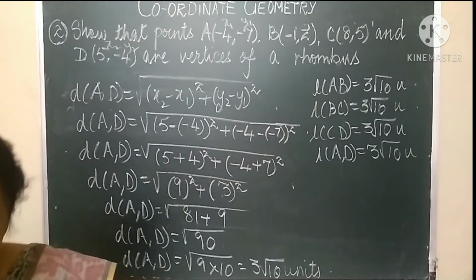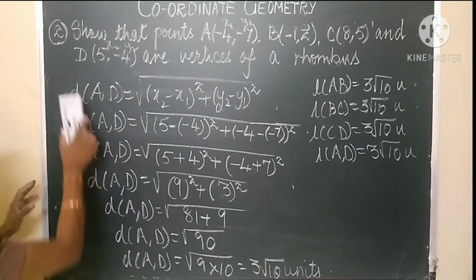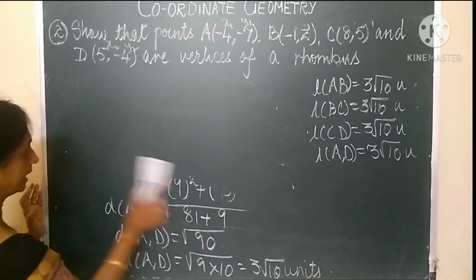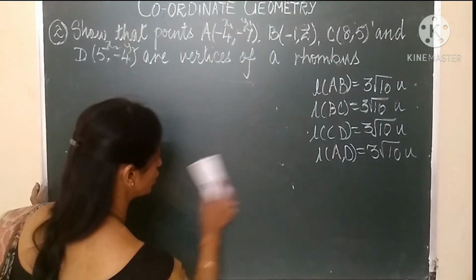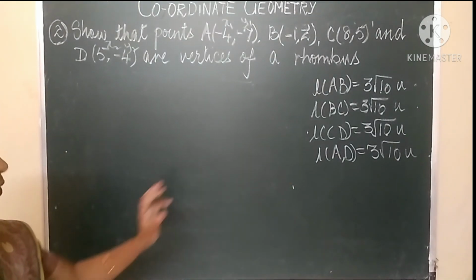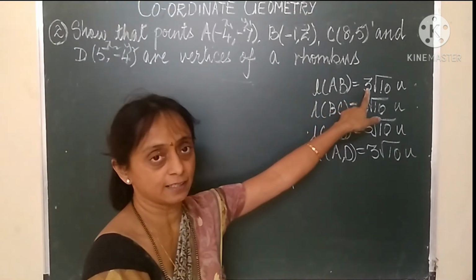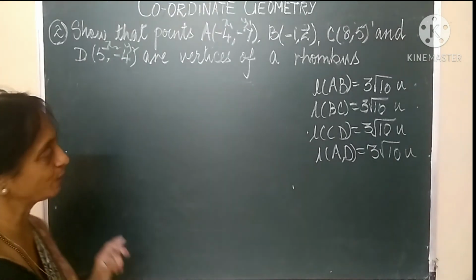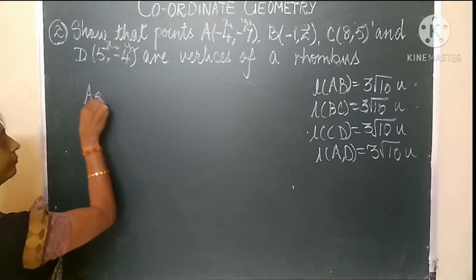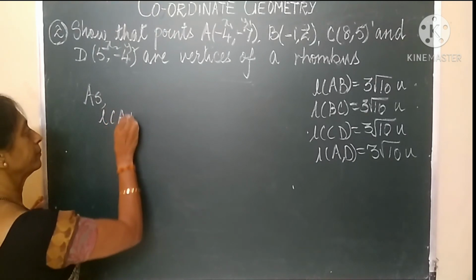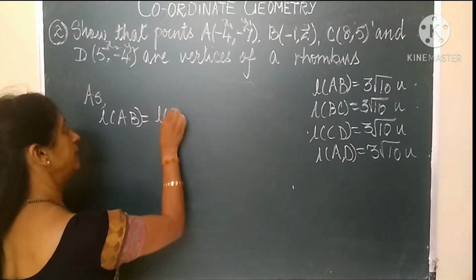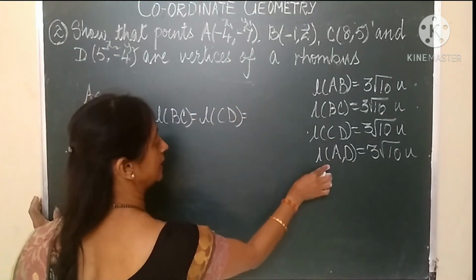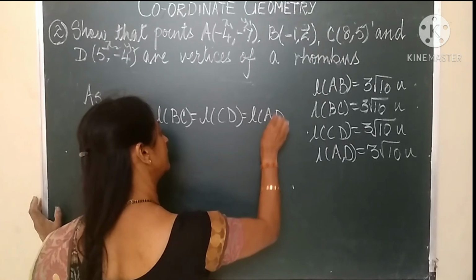Now, in the last segment, we have to decide if these points A, B, C, D form the vertices of a rhombus. So let's check with the answer. What is the answer? What is the length of all the four sides? Yes, the answer for all the four sides are equal, that is 3 root 10 units. So what do we write? As length AB is equal to length BC is equal to length CD is equal to length AD.